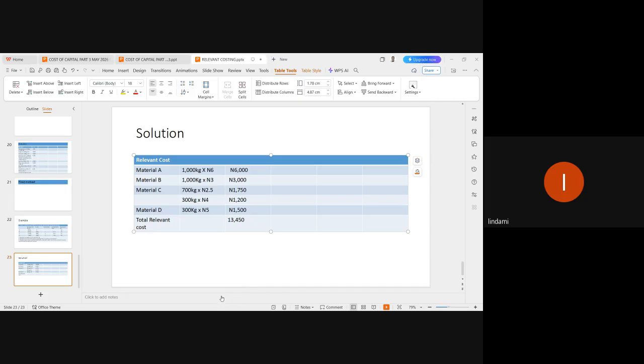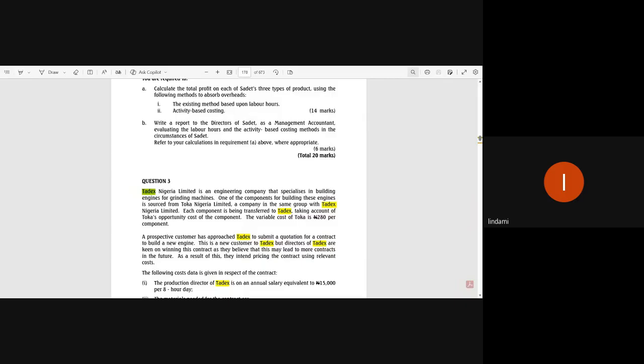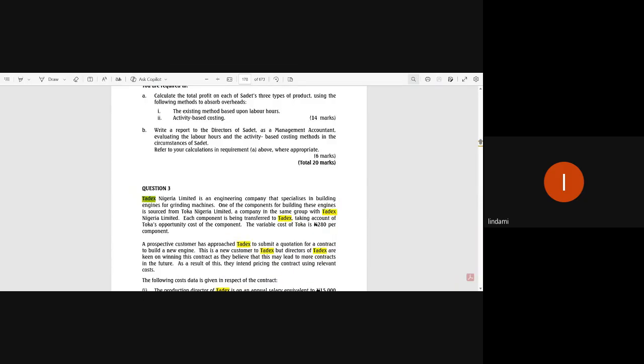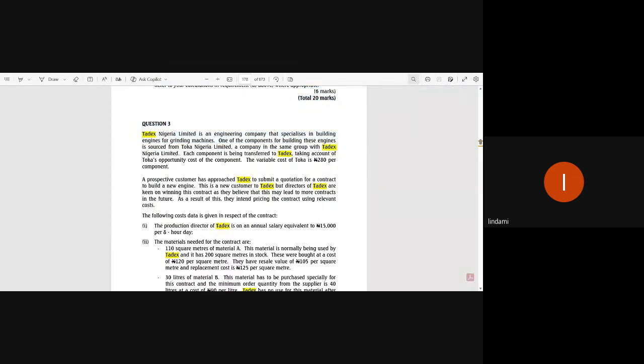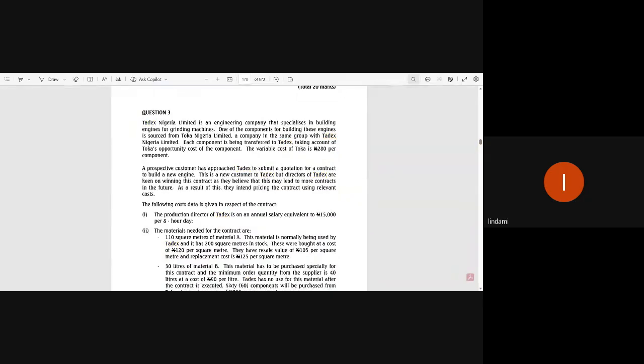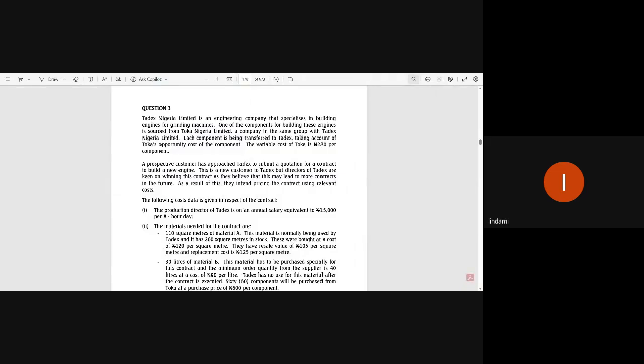A prospective customer has approached Tedex to submit a quotation for a contract to build a new engine. This is a new customer to Tedex, but directors of Tedex are keen to win this contract as they believe that this may lead to more contracts in the future. As a result of this, they intend pricing the contract using relevant costs. The following cost data is given in respect of the contract.